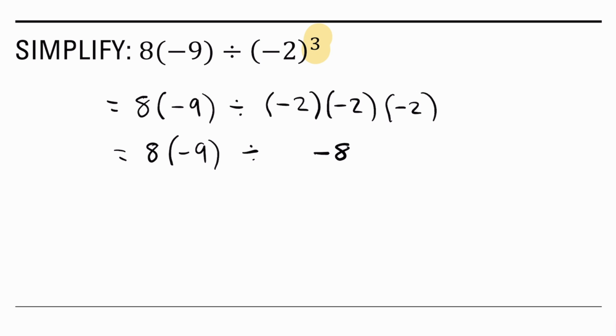And so now we've got 8 times negative 9 divided by negative 8, and we just need to work from left to right. I know 8 times 9 is 72, and we've got one negative number, which means we have a negative product. So we'd get negative 72 divided by negative 8. Here, you should be able to notice that we've got a negative number dividing a negative number, which means we have a positive quotient. And so we just have 72 divided by 8, so we'll get 9. That whole expression would be equal to 9.